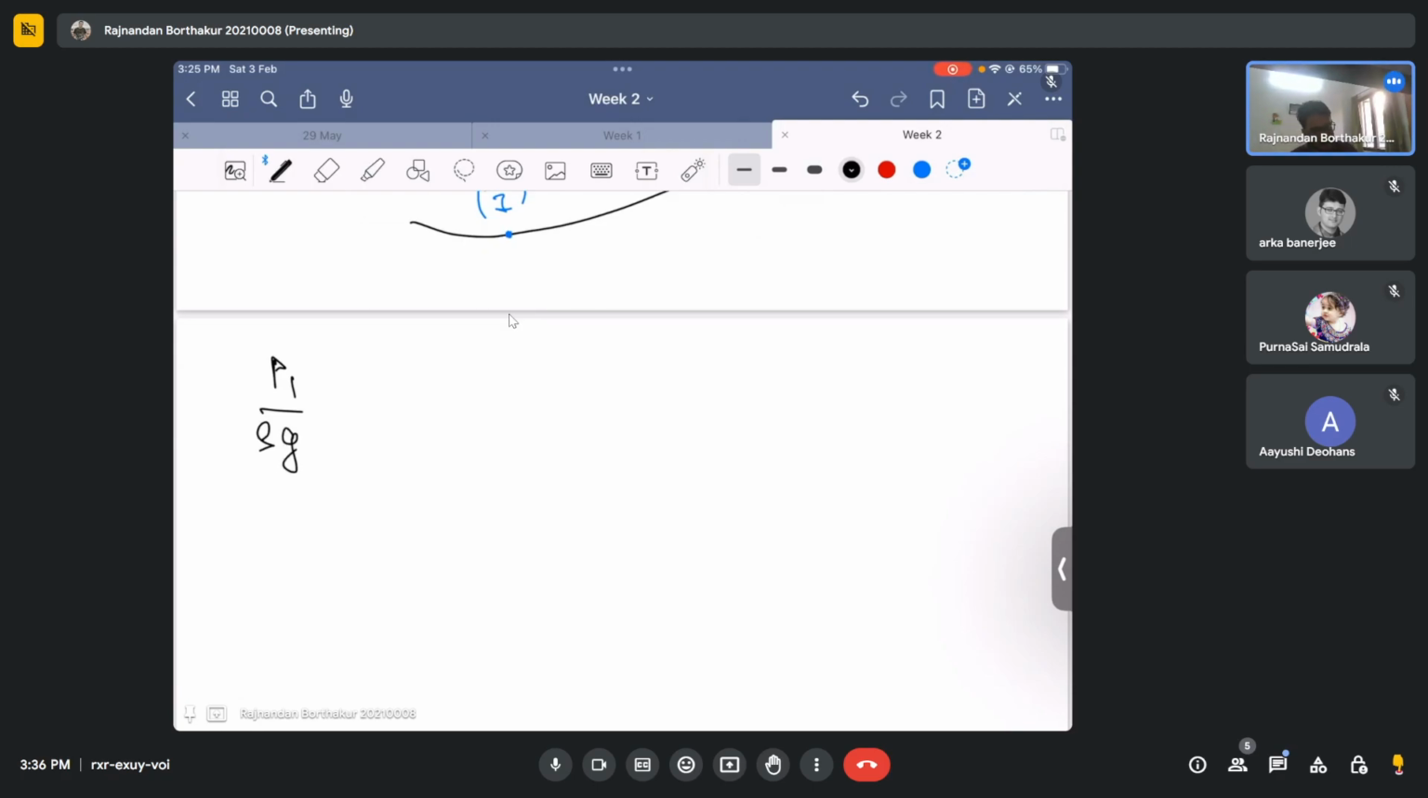So if you integrate this, we get the infamous Bernoulli's equation, which if we write in terms of head becomes P1 by rho g plus V1 square by 2g plus Z1 equals P2 by rho g plus V2 square by 2g plus Z2, which is the Bernoulli's equation that you all know.